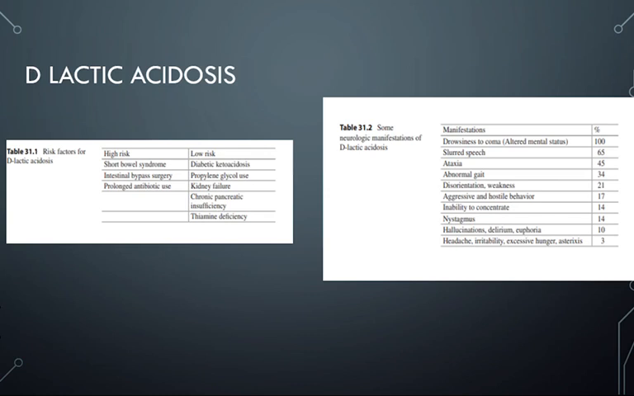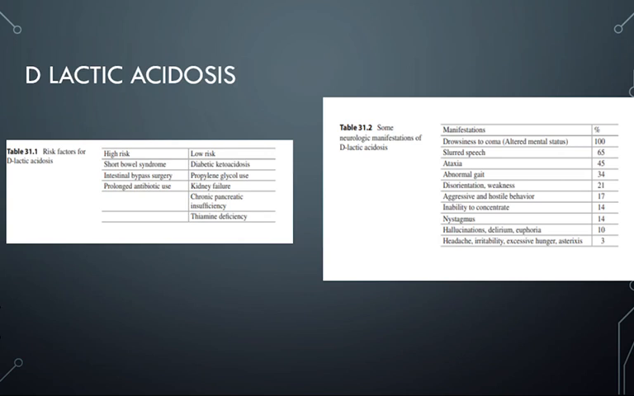The importance of this condition is that you will have a high anion gap metabolic acidosis, but at the same time lactic acid levels will be normal, because biochemical instruments will only pick up L-lactic acid. So you have to think about this condition whenever there is a high anion gap metabolic acidosis and lactic acid is normal, and if there are risk factors like short bowel syndrome, intestinal bypass surgery, or prolonged antibiotic use, which will destroy the normal colonic bacteria. The main manifestations are neurological, like altered mental status, ataxia, abnormal gait, disorientation, nystagmus, hallucinations, etc.